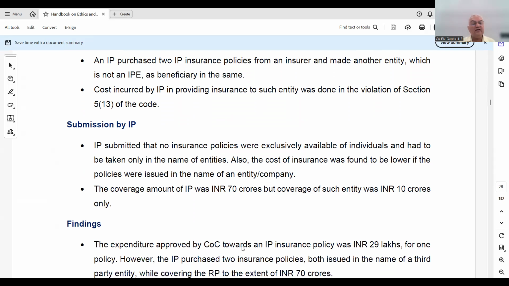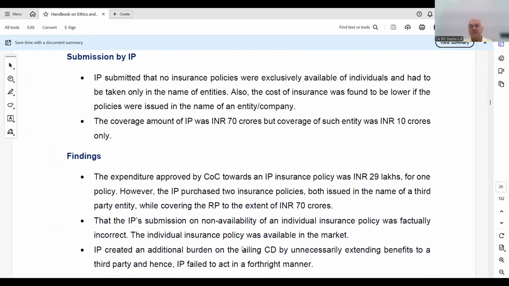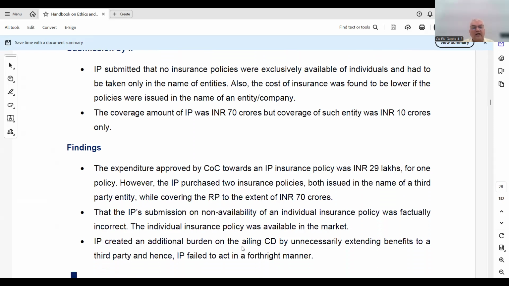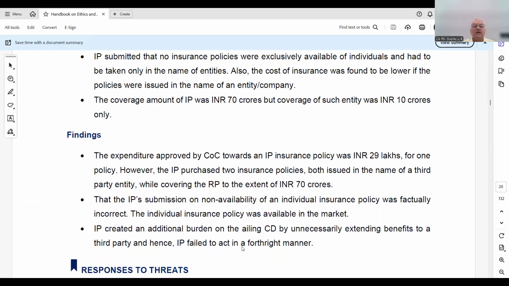Now, what was the finding? The finding was that the expenditure approved by the COC towards an IP insurance policy was 29 lakhs for one policy. However, the IP purchased 2 insurance policies, both issued in the name of a third party entity, while covering the RP to the extent of INR 70 crores. The IP submission on non-availability of an individual insurance policy was factually incorrect. The individual insurance policy was available in the market.